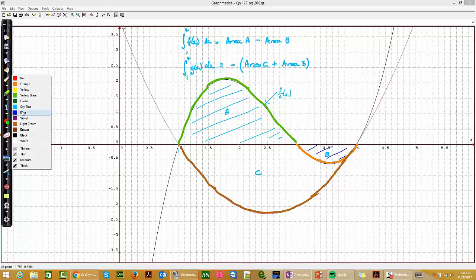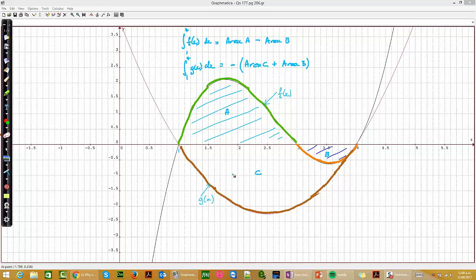Then if we calculated the definite integral for function g, and so what is function g? I'm calling this function g, this brown part here. If we calculate the definite integral between 1 and 4 for that function g, because the area is below the x-axis, it would be the negative of area C plus area B. So we get the total area here, but it'll be negative. So it's a negative of the sum of those two things.